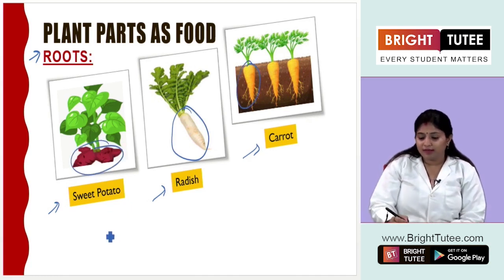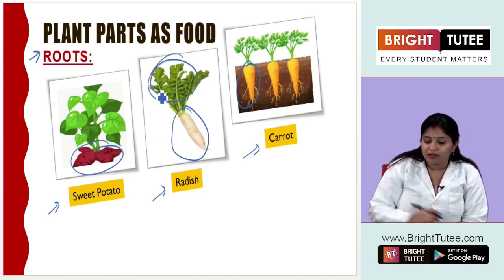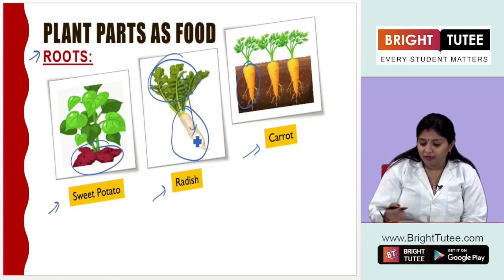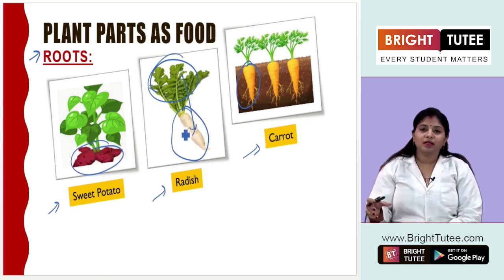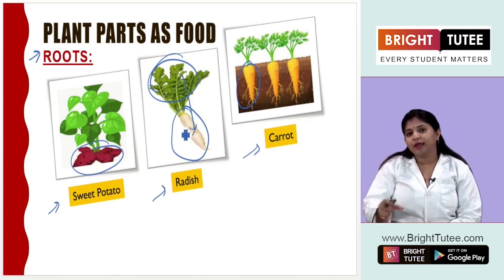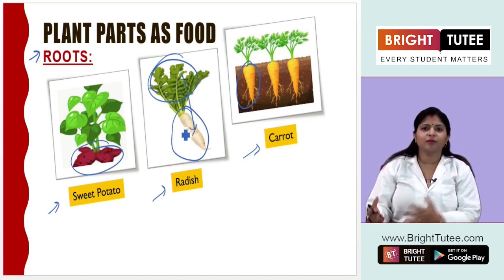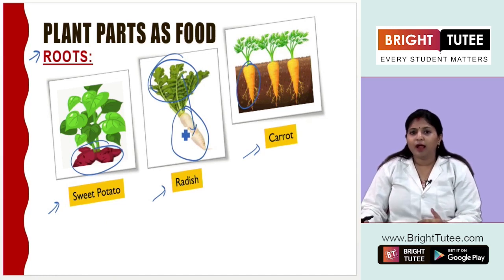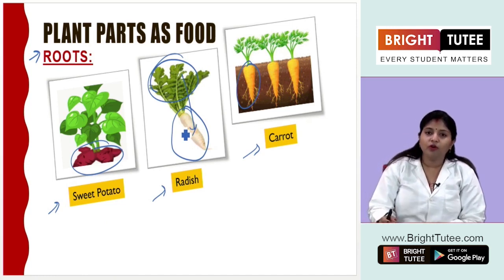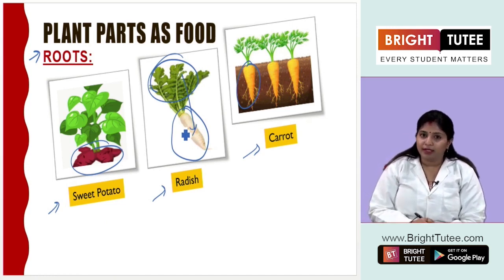The reason is that whatever food the leaves are making, they are storing it inside the root, right? And that is why the root is becoming thicker and thicker, and that's why it is edible, because whatever food, the carbohydrate or whatever, the particular plant is making is being stored in the root, and that is what we are eating.